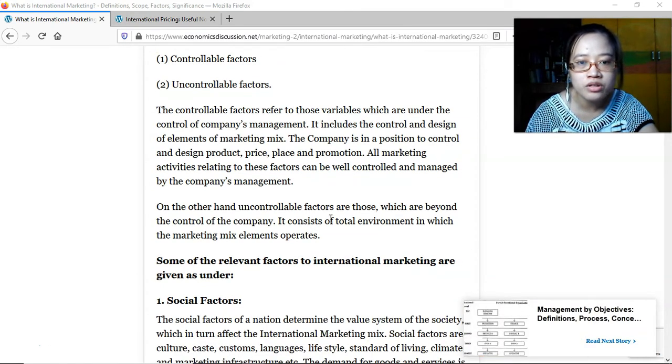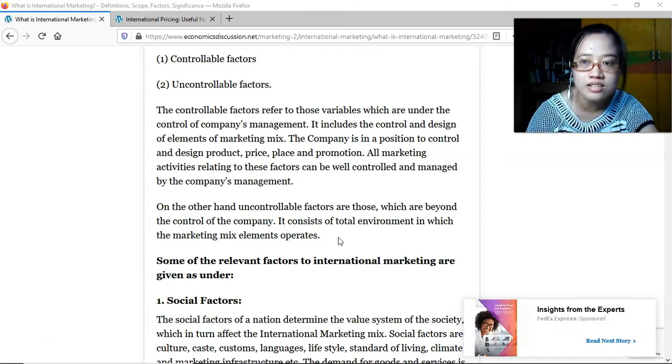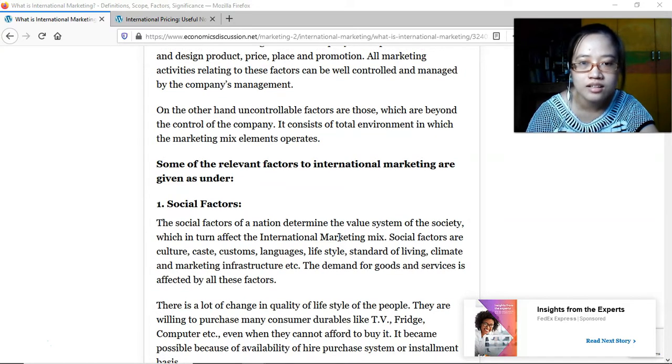On the other hand, uncontrollable factors are those which are beyond the control of the company, consisting of the total environment in which the marketing mix elements operate. Okay? Legal, political, so those are normally uncontrollable.